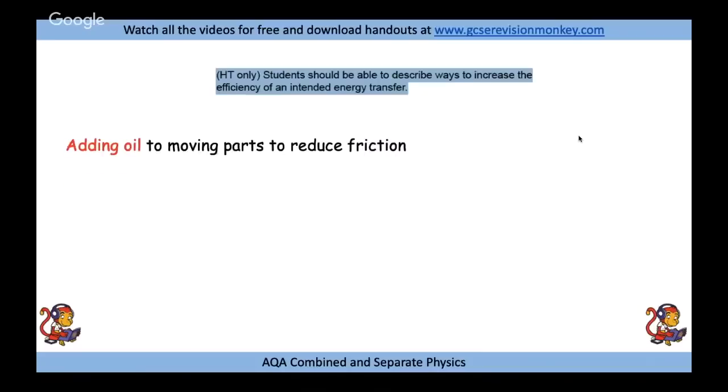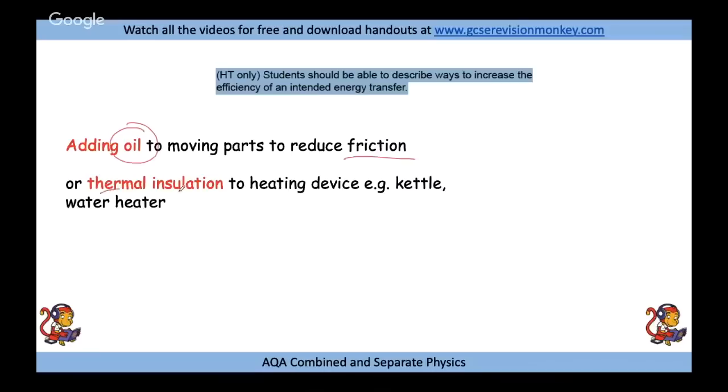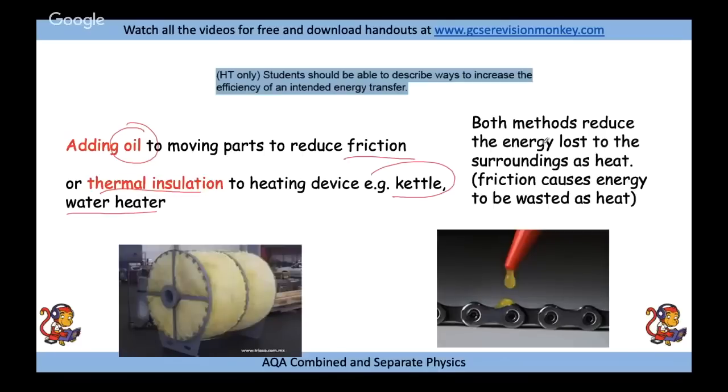Okay, so first off in the higher tier combined part, you might need to describe a way to increase the efficiency of an intended energy transfer. So here we've got adding oil to moving parts to reduce friction, or adding insulation to a heating device, so a kettle or a water heater up in someone's loft. By adding these two things to those two different processes, what are you doing? Well, you're just reducing the energy that's lost to the surroundings as heat. So friction would cause heat energy to be wasted. So adding oil just reduces that friction, and adding thermal insulation just traps heat in a little bit more as well.